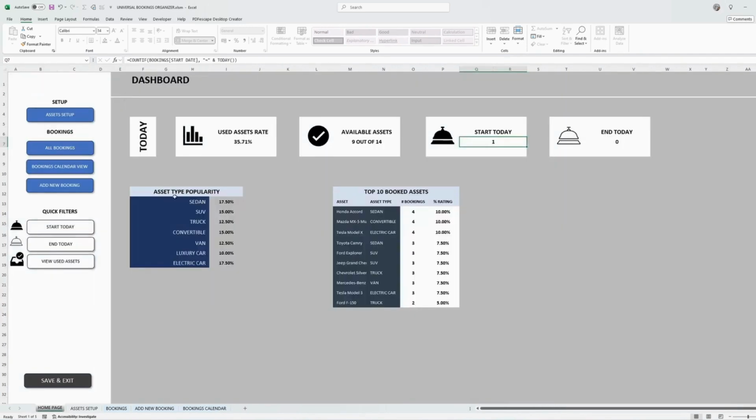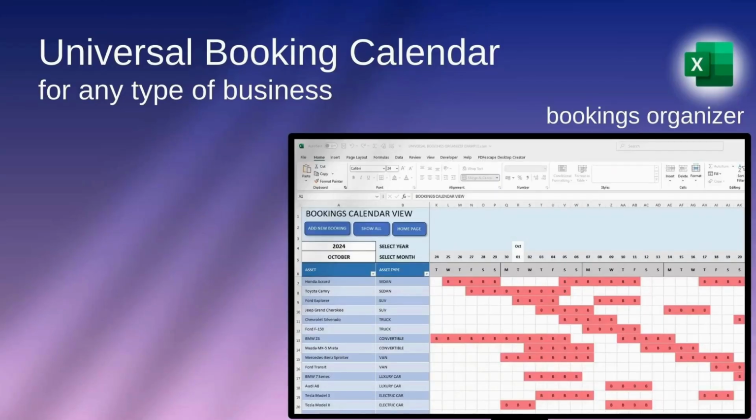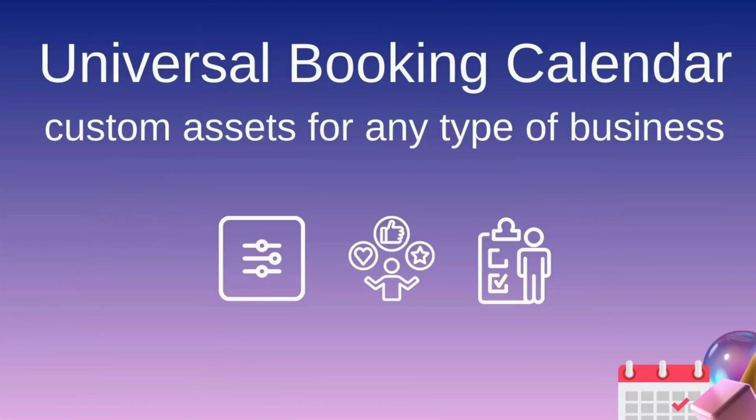So as you can see, it's very easy to use. You can set up your own business model. Again, it's a universal bookings calendar organizer. You can set up any type of assets as long as you're renting out on a daily basis and not on an hourly basis. This is for a daily basis booking system. So if you don't have any other type of software, any other sophisticated and more expensive software for running your business, I'm confident that this Excel tool will help you manage your booking assets and your booking management.